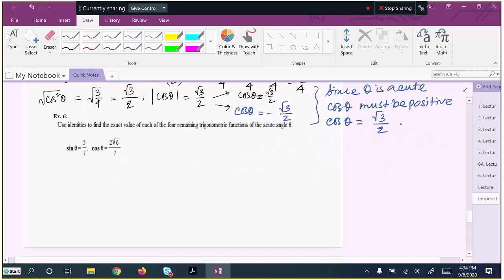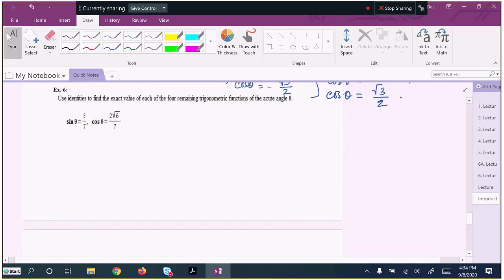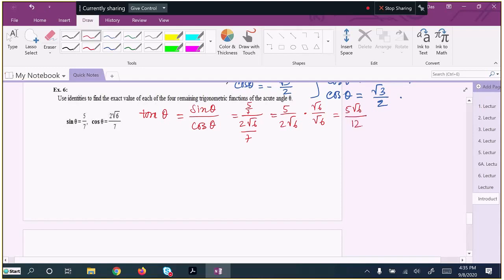Use the identities to find the exact value of each of the 4 remaining trigonometric functions of the acute angle theta. So this is something that we have done already. Remember, we will start with tangent theta because sine and cosine are given. Tangent is sine theta over cosine theta. For us, sine theta is 5 over 7. Cosine theta is 2 square root of 6 over 7. I can cancel the 2 sevens and get 5 over 2 square root of 6. If you want to rationalize, you will multiply square root of 6 on top and bottom. That will become 5 square root of 6 over 12. Square root of 6 times square root of 6 is 6. 2 times 6 is 12.